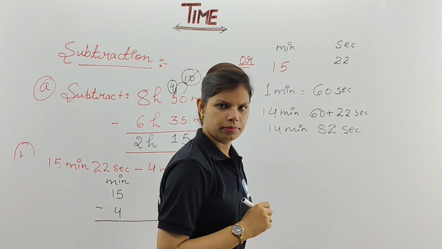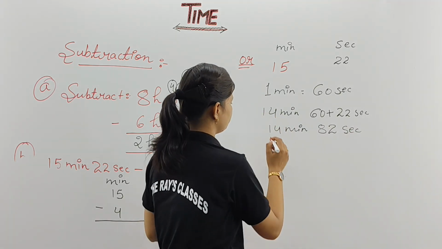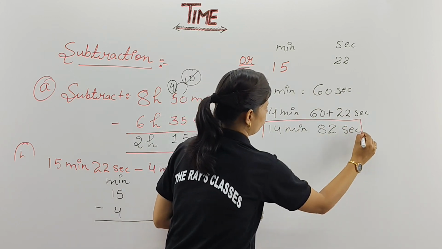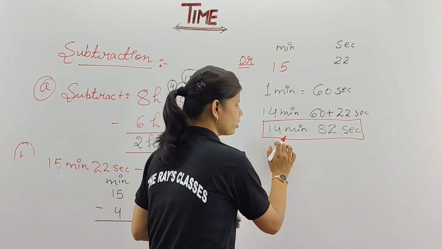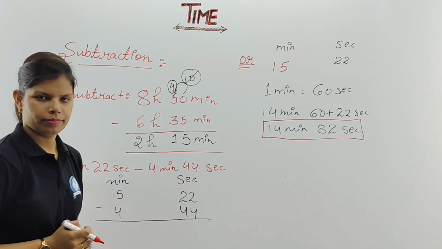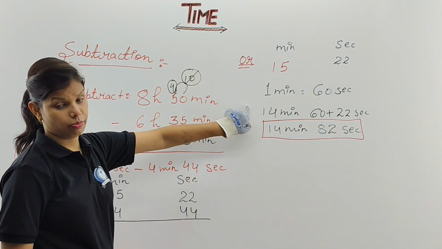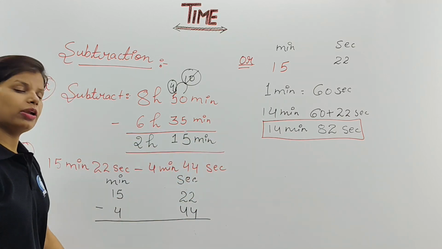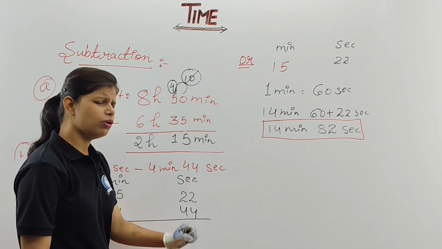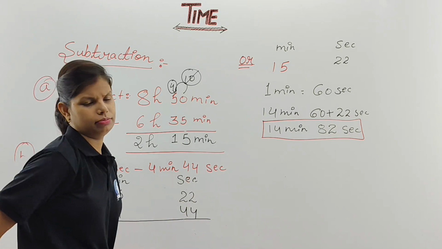Clear? Do you get my point? So in place of 15 minutes 22 seconds, you can get 14 minutes 82 seconds. This is just a method which you have to apply. Please don't be confused. When we were evaluating the answer sheets, we found many of the students are making this type of error in examinations.